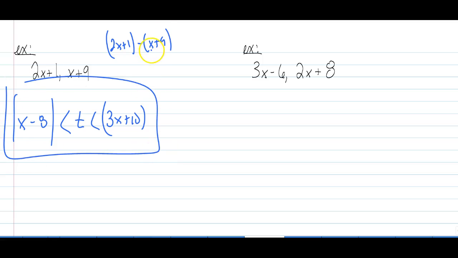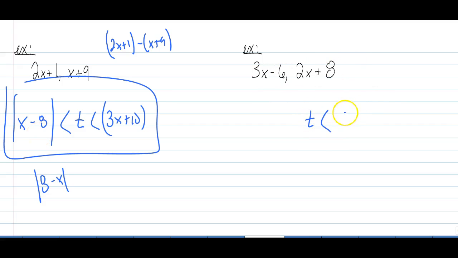Because if we did it the other way, if we took x plus 9 minus the quantity 2x plus 1, we would have gotten a different difference. It would have been 8 minus x. But the absolute value of x minus 8 is the same thing as the absolute value of 8 minus x. So either one of those could have been our lower bound.